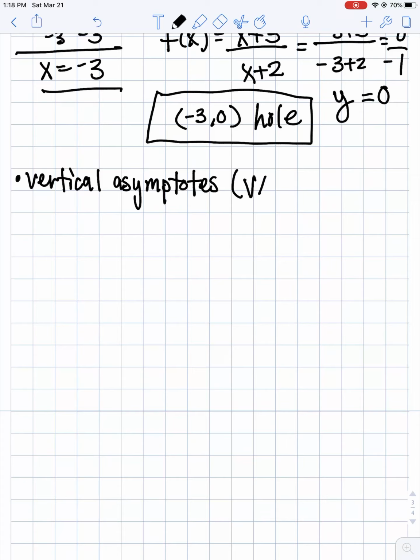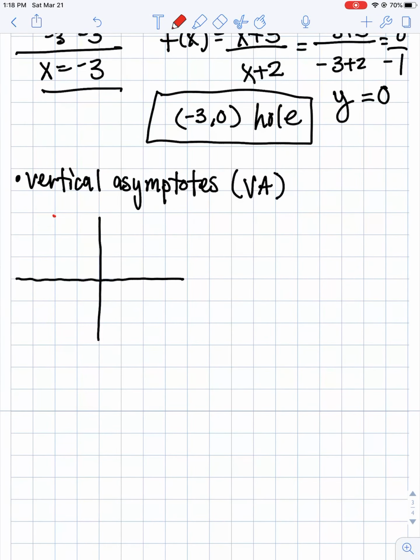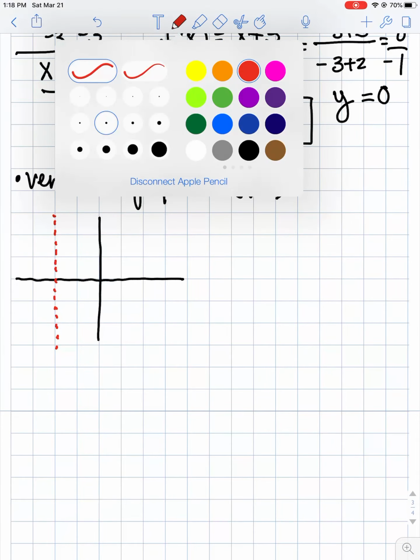You're going to see me, when I do the notes, just write VA to mean vertical asymptotes, so understand the shorthand. A vertical asymptote, guys, Lord, you can see how crooked my lines are, is something like this. And again, you can't see a vertical asymptote when graphing. This red line technically doesn't exist.